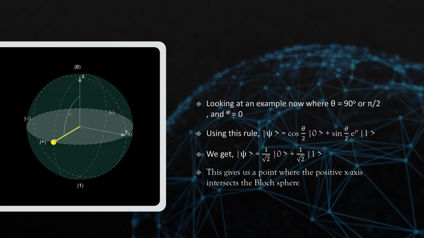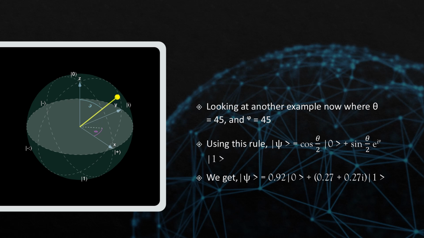Looking at this example here where we have theta equals 90 degrees or pi on 2 and psi equals 0. Using our rule that we've developed from before, we get phi is equal to 1 on root 2 base state 0 plus 1 on root 2 base state 1. This gives us a point where the positive x-axis intersects the Bloch sphere, as we can see on the left-hand side here. Looking at this example here where we have theta and psi both equal to 45 degrees, using our existing rule, we get phi is equal to 0.92 base state 0 plus 0.27 plus 0.27i base state 1. This is represented on the left-hand side here.